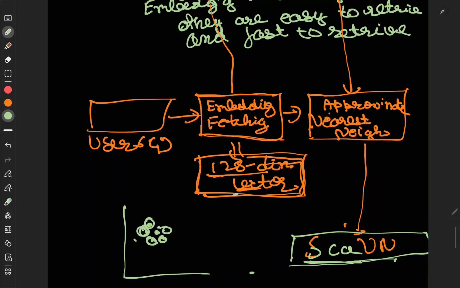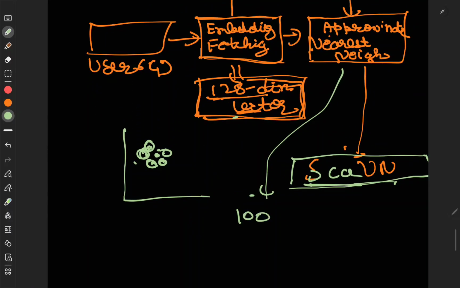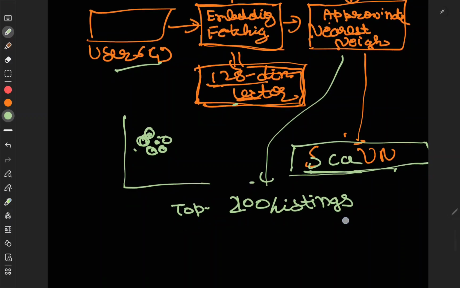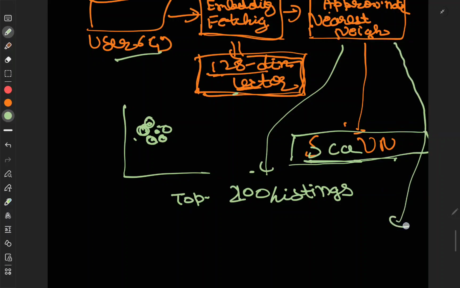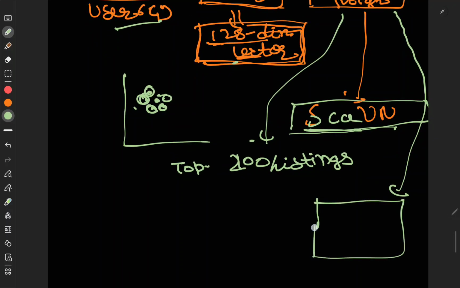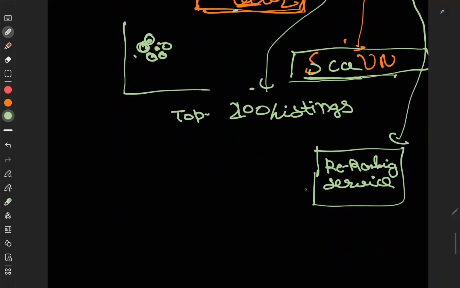Once this approximate nearest neighbor service works, it will fetch, let's say, top 100 or top 200 listings. Okay, top 200 listings it fetched which were near to this particular listing. Okay, the next task for this is a re-ranking service. See, what is this re-ranking service? Re-ranking service is nothing but a service which applies some business logic.